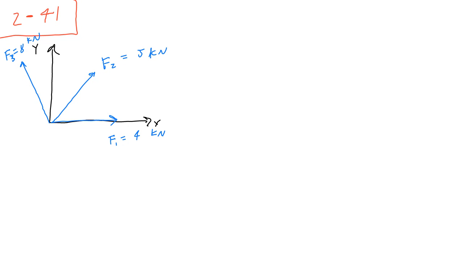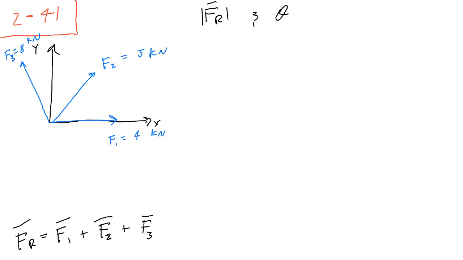Okay, and it says determine the magnitude of the resultant force and its direction measured from the x axis. So basically, we want to find the magnitude of the resultant, this is it, right? And theta. Boom. So we know the resultant force is going to be the sum of F1 plus F2 plus F3. Right, so that basically means we have to add up its components.